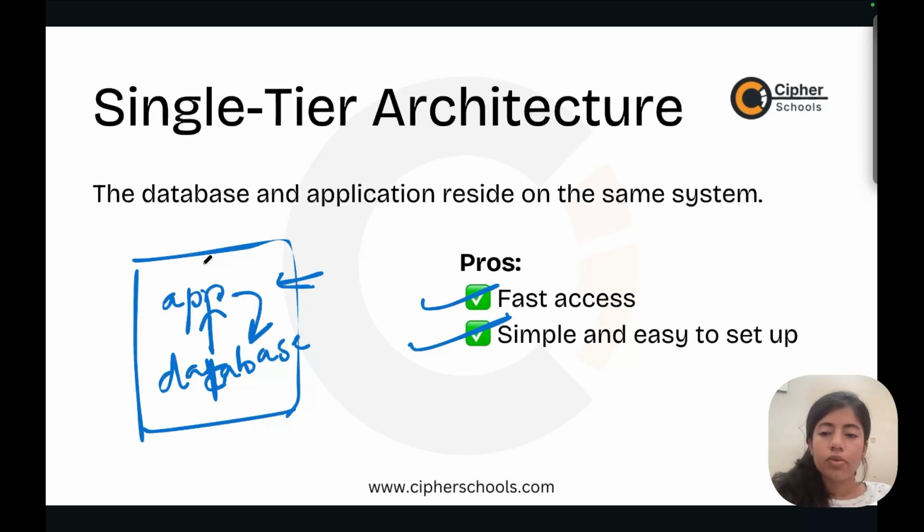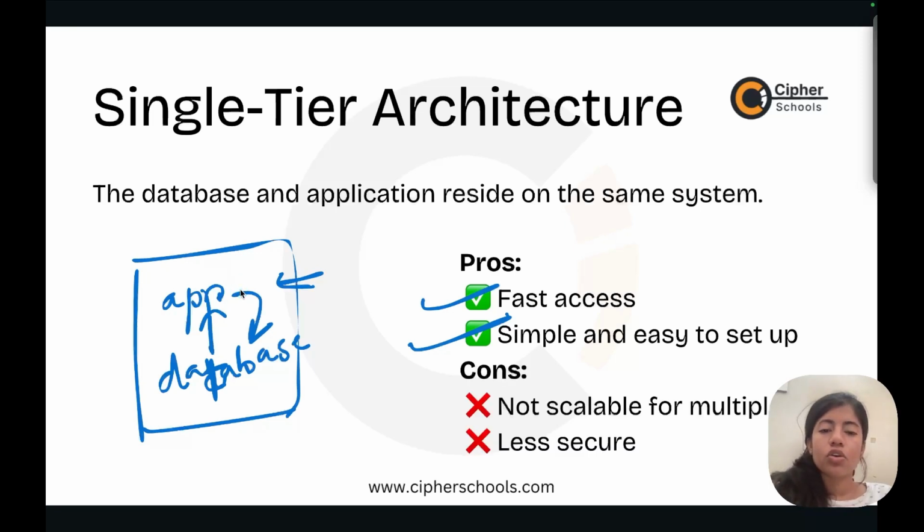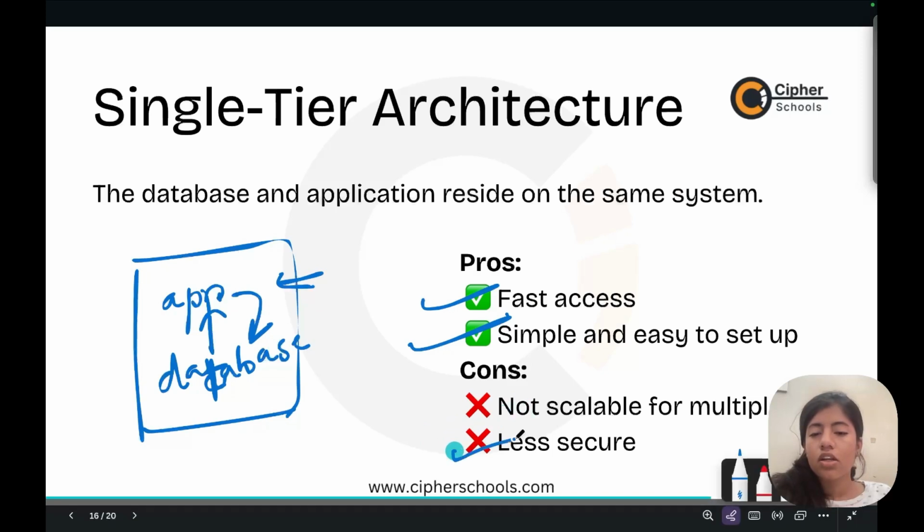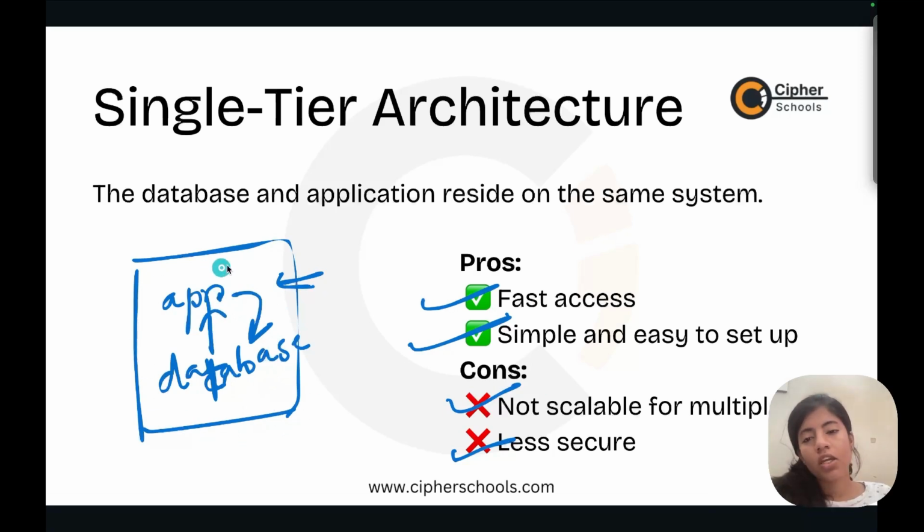So this system is not at all reliable. Like what if something happens? There is no backup. So the cons, if we talk about cons, it is less secure. Then it is not scalable. Scalable means only I am able to use this because it is there in my system. In one system it is there, only I am able to use it.